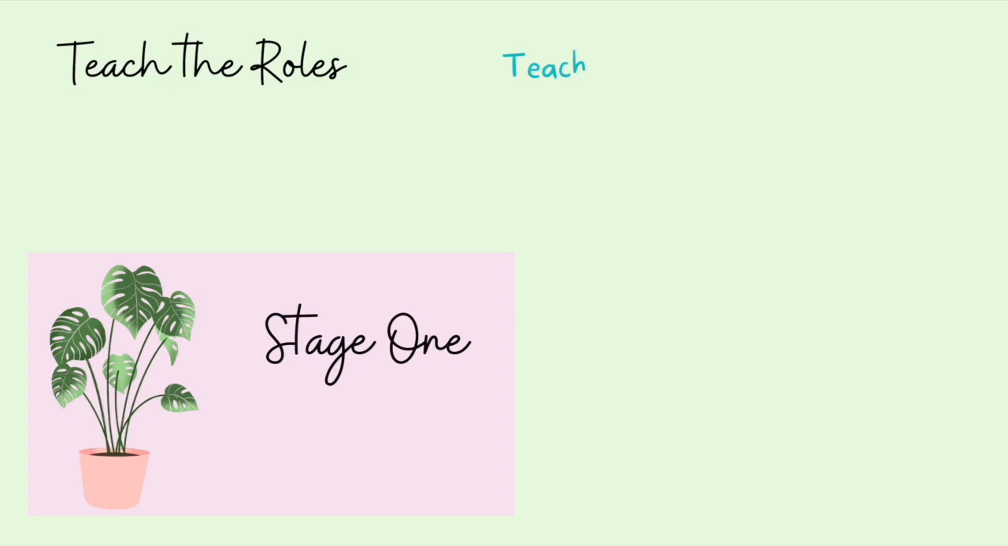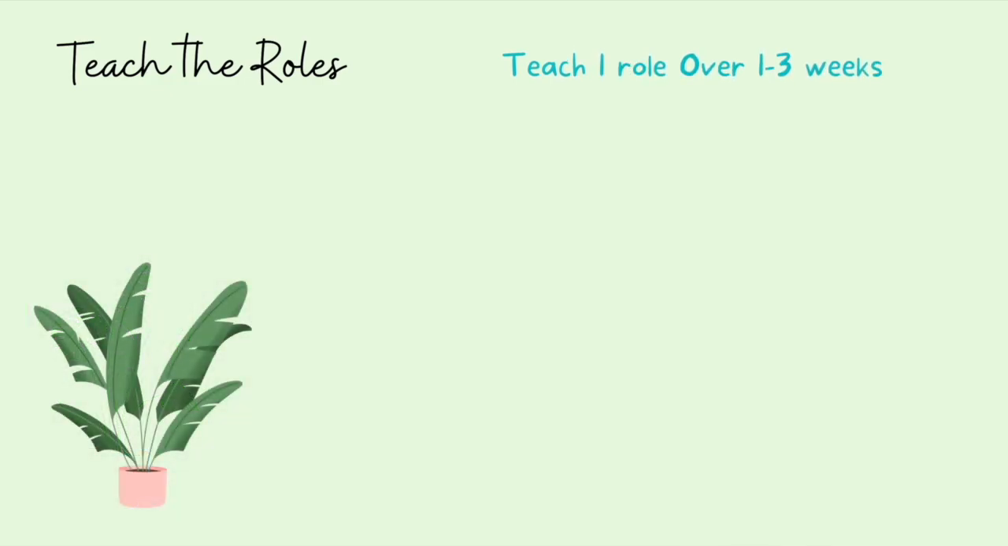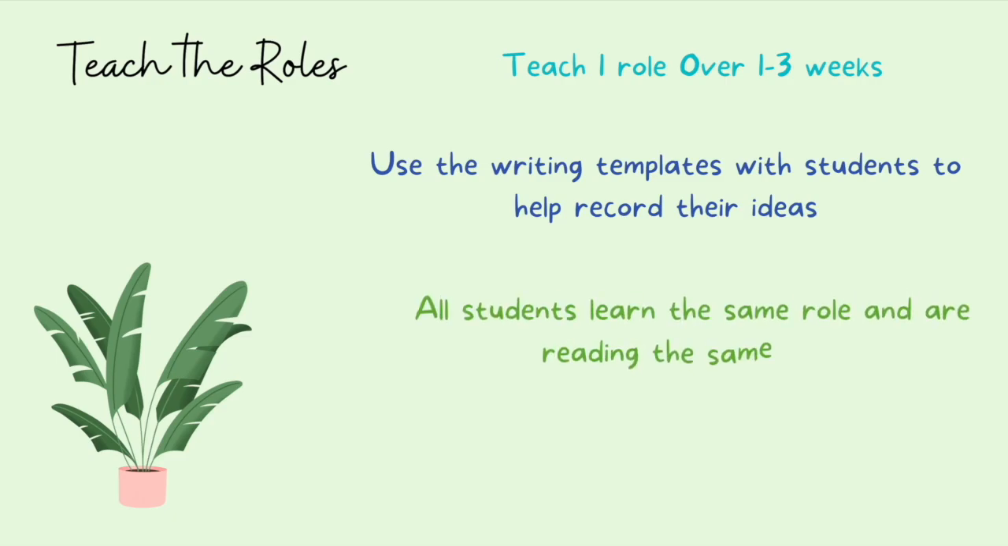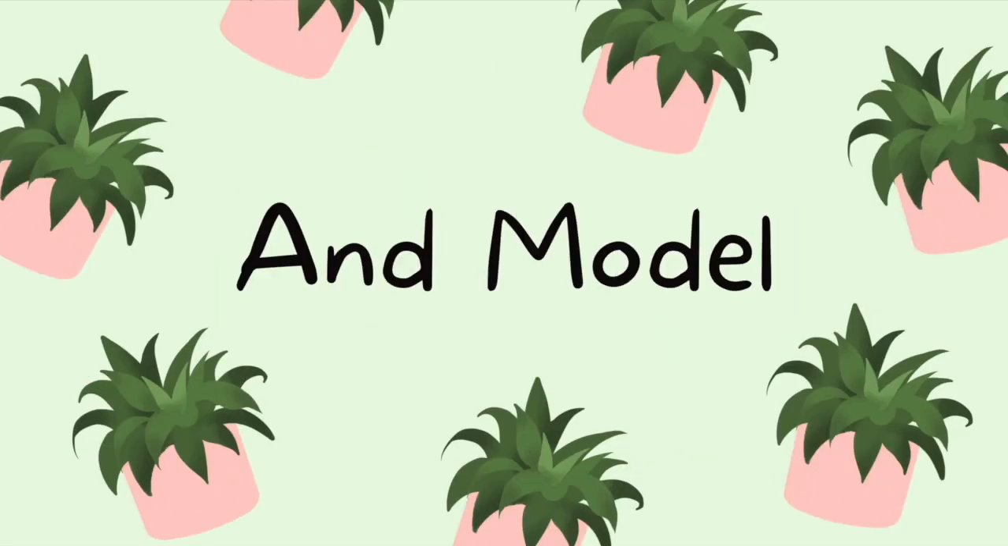All right, so let's look at structure. So here now are the four stages to help you implement a book club into your classroom. So the first stage of book club is teaching the roles. So teach one role over about one to three weeks, depending on how many lessons you have each week. And use the writing templates with the students to help them record their ideas and kind of keep them on track with what they're doing. All students are learning the same role at this stage and they're all reading the same text. There are no groups set up just yet. And don't forget when you're teaching to model.